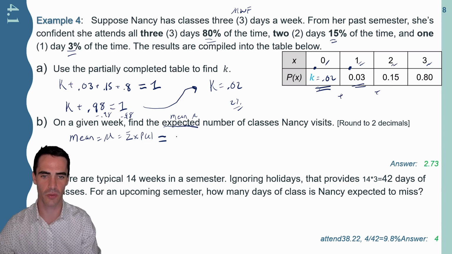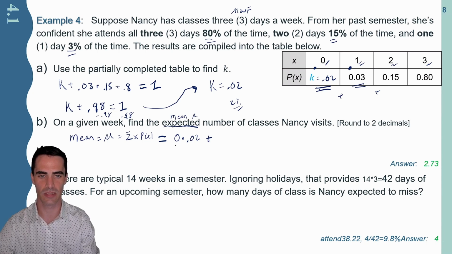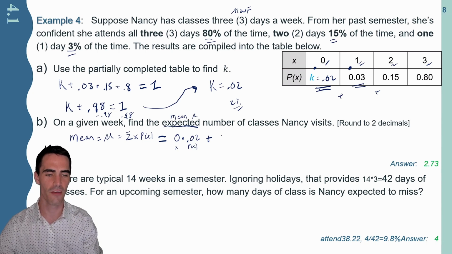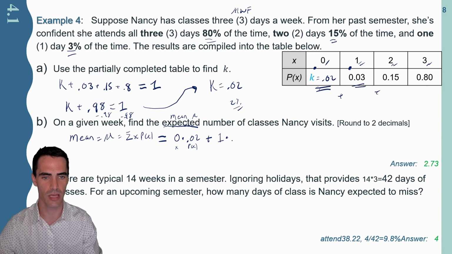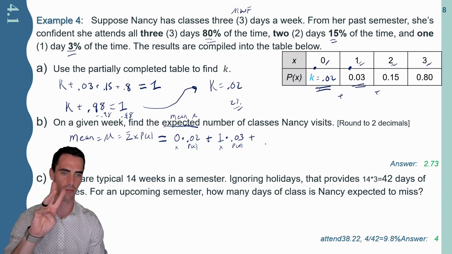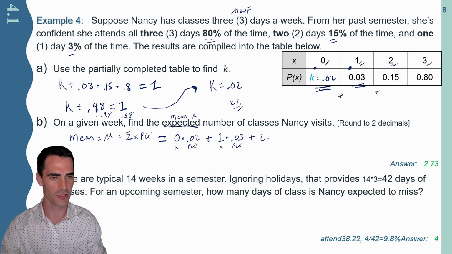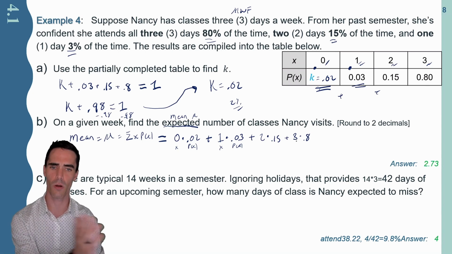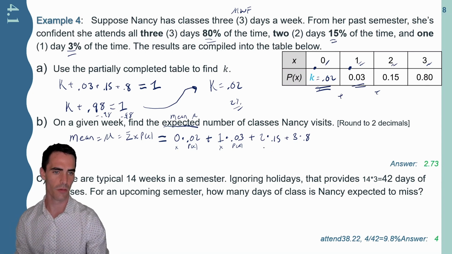So for the first one, I should write 0 times 0.02, and that represents x times p of x, for x being 0. For the next one, I have 1 times 0.03. Again, that's x times p of x plus. And we could keep going. We could go 20 columns long, but fortunately, we only have the 4. Next up, I have 2 times 0.15 plus 3 times 0.8. And these are all my columns placed here.